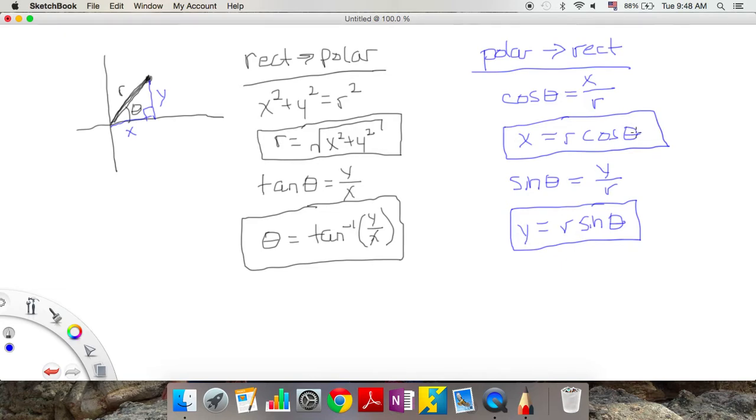Just remember, if you're looking at a degrees angle measure, then make sure your calculator is in degree mode. And if you're looking at radians, make sure you're in radian mode. Pay very close attention to those modes. All right, so let's try some examples.